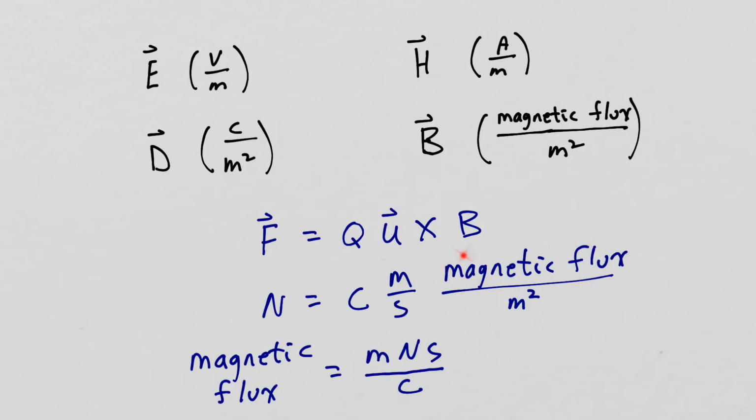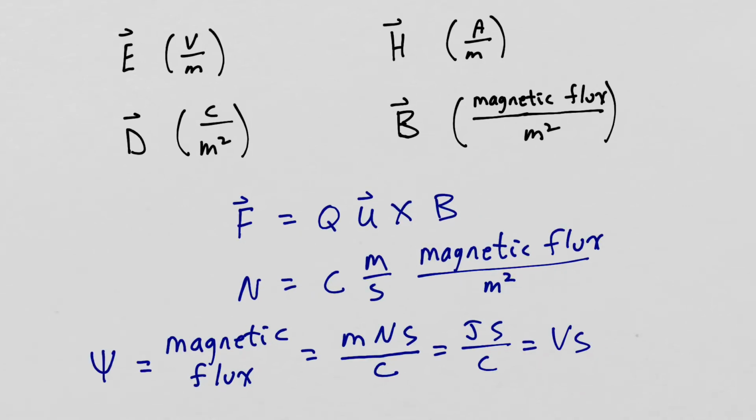Solving for magnetic flux, we get meters, newtons, seconds over coulombs, and a meter times a newton will be a joule, and a joule over a coulomb is a volt. So the units of magnetic flux are volt-seconds. I will use the symbol psi to represent magnetic flux, but you will often see the symbol phi used to represent magnetic flux.